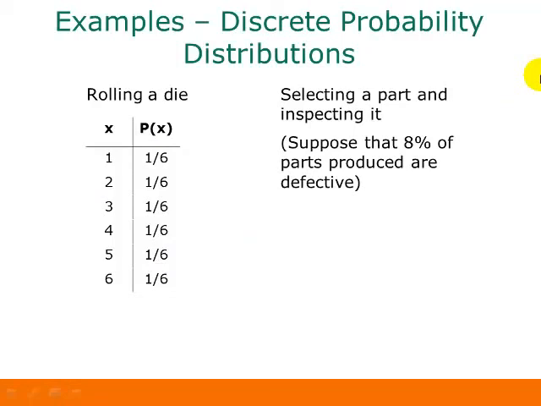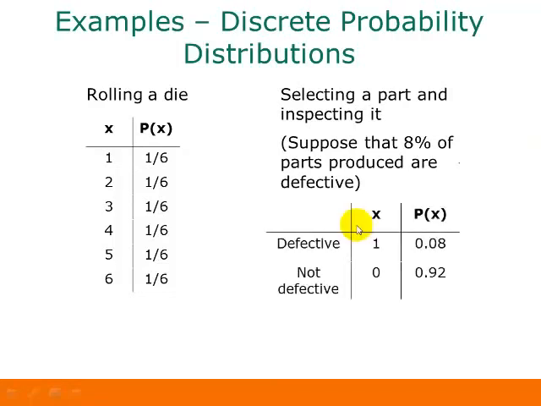Now for the experiment of selecting a part and inspecting it, we have to know a little bit more in order to create our probability distribution. So for this experiment, let's suppose that 8% of the parts produced are actually defective. So here's what our probability distribution would look like. Now we can list the outcomes in words over here, but they're not technically part of our probability distribution.